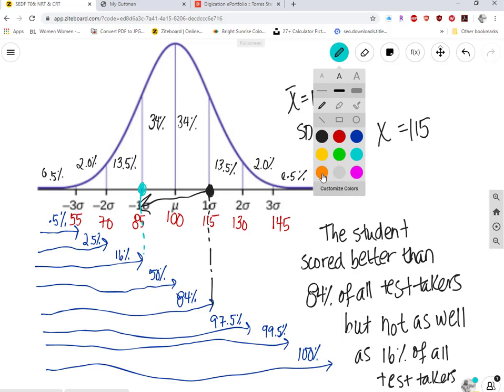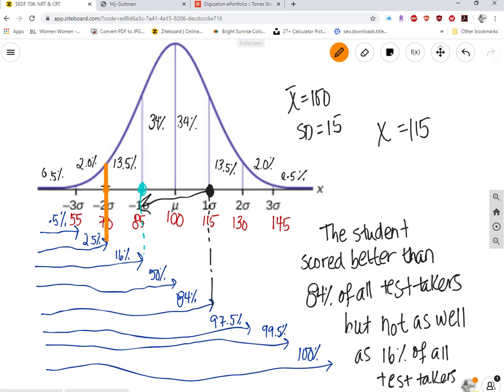Let's just say I have a student here in orange, and I'm going to put this person right in here. In this situation, the student with a 70 IQ scored better than approximately 2.5% of all test takers, but not as well as 97.5% of all test takers. Now, if a student were to fall somewhere in the middle, you need some sort of technology to figure out exactly how well they ranked versus everybody else, but these are nice rough cuts that help you interpret the data.